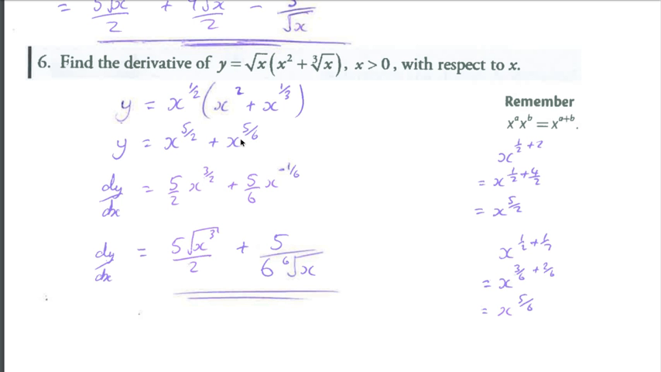So National 5, National 5. So this is the higher part of the question. The higher part of the question says bring the power to the front, so 5/2, drop the power by 1. So remember 5/2 minus 1 is 5/2 minus 2/2, which is 3/2. So 5/2 x to the power 3/2. That is the only part of the question that is a higher skill. Everything else is National 5.